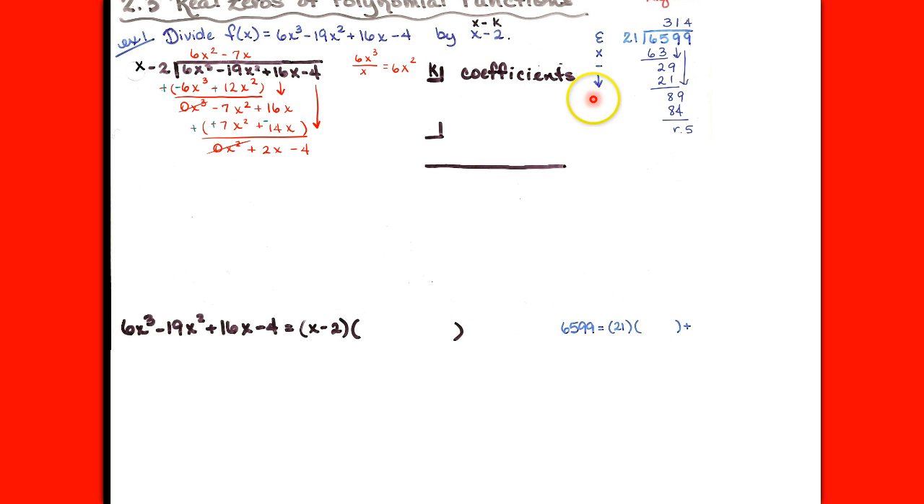Next step is to bring down. So we'll bring down our negative 4, and we'll start over again. So how many times does x go into 2x? 2. So if we say 2 times x, that's 2x, and 2 times negative 2 is negative 4.